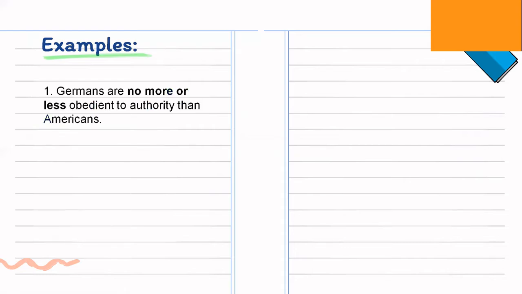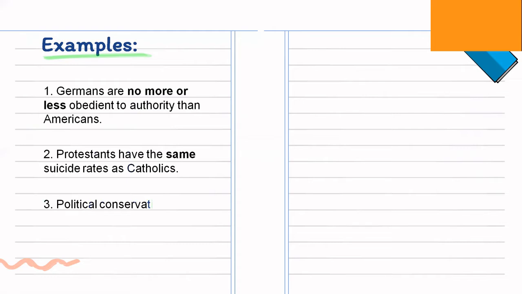First, the Germans are no more or less obedient to authority than Americans. Another one, Protestants have the same suicide rates as Catholics. And one more, political conservatives and liberals discipline their children to the same extent. As you can see, here are these keywords, no more or less, the same. So it just means that the two means are denoted to be the same or equal.